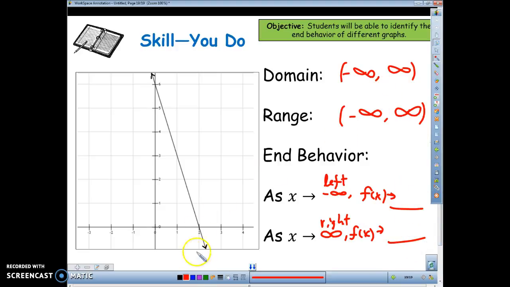Okay, hopefully you've tried this. And as x goes to the left, I have my y values. Are they going up or are they going down? Well, I hope you see they're going up in this direction. So I'm going to write positive infinity. As x goes to the right, where are my y values going? My y values are going down, and that direction is negative infinity.